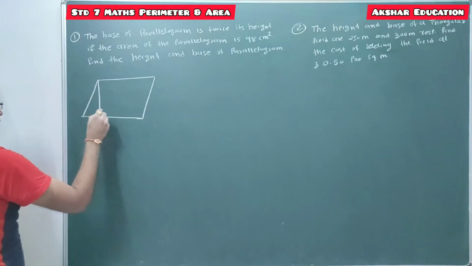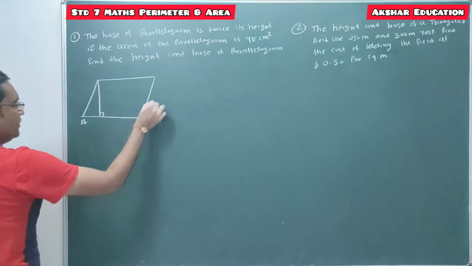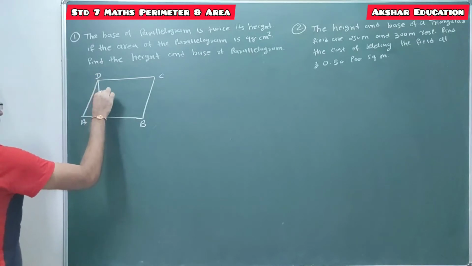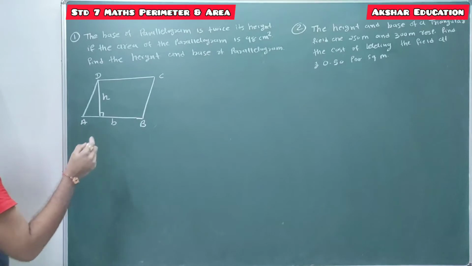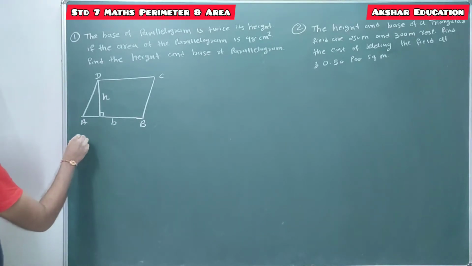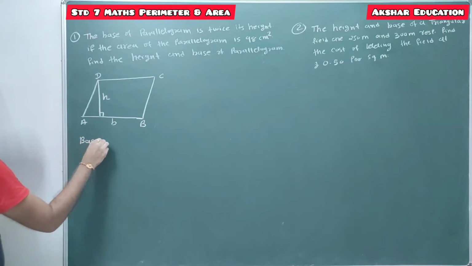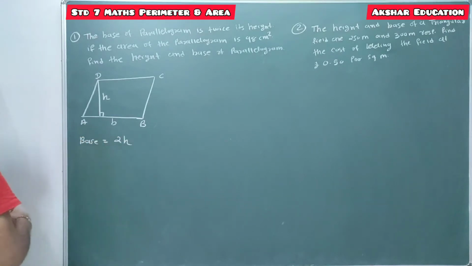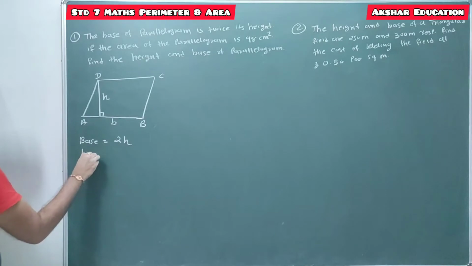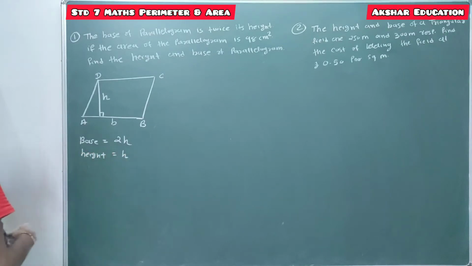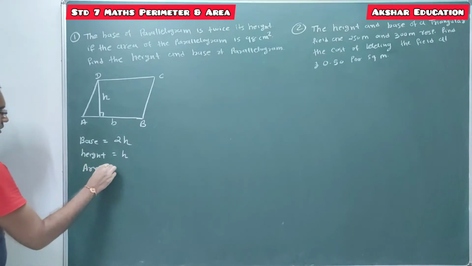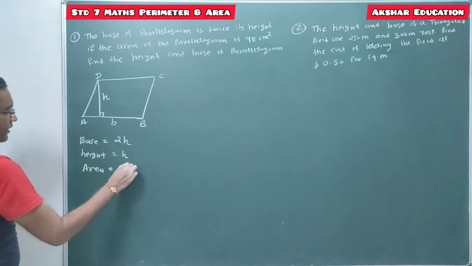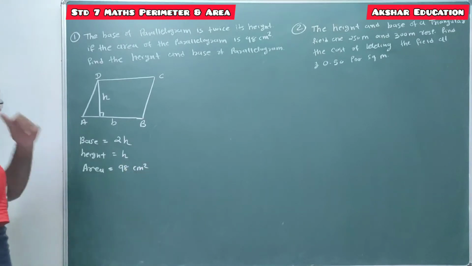Suppose this is height. Name this parallelogram ABCD, and this is height H, and this is base B. So here we are given that base is twice of its height. So here we can write our base as twice of its height H, and the height of this parallelogram is H. And the area of parallelogram, also we are given the area. The area of this parallelogram ABCD is 98 centimeter square. This is given. So you have to find the height and base of this parallelogram.